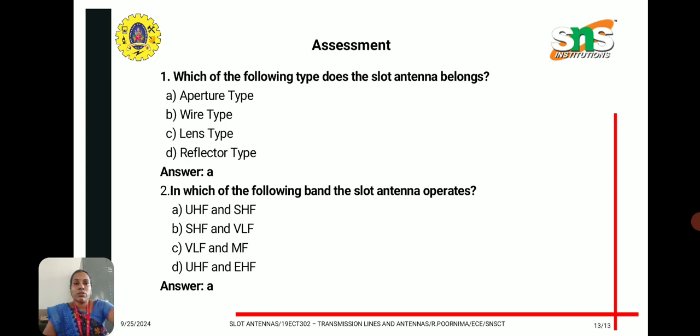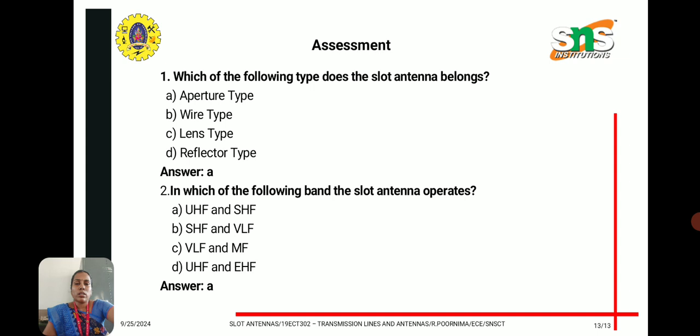And in which of the following bands does the slot antenna operate? The slot antenna actually operates in the ultra high frequency region and super high frequency region, which is above 300 megahertz and up to 30 gigahertz. Usually for high frequency operation, the slot antenna is preferred for microwave, radar and communication purposes. So the answer is option A.